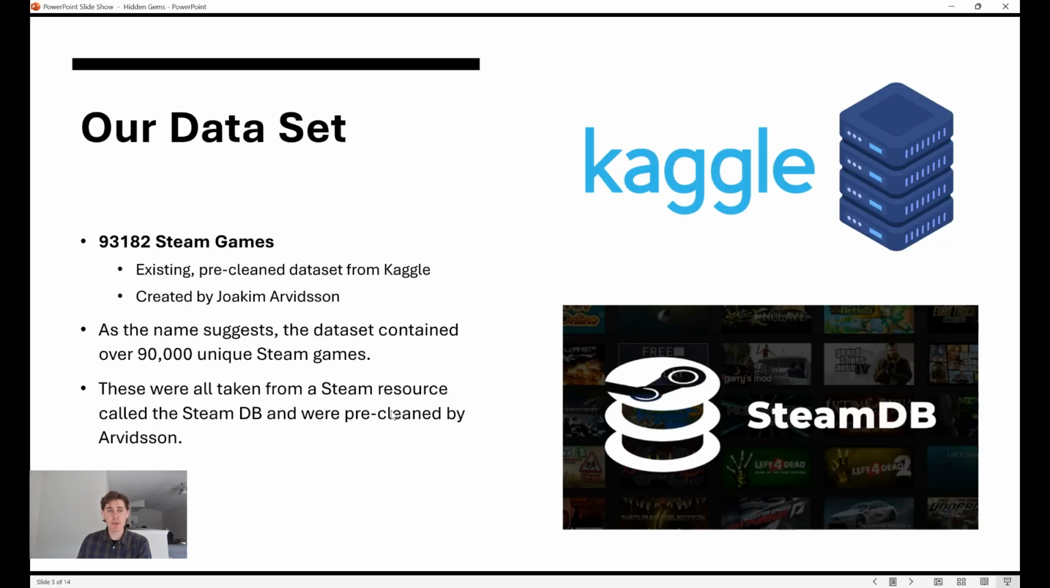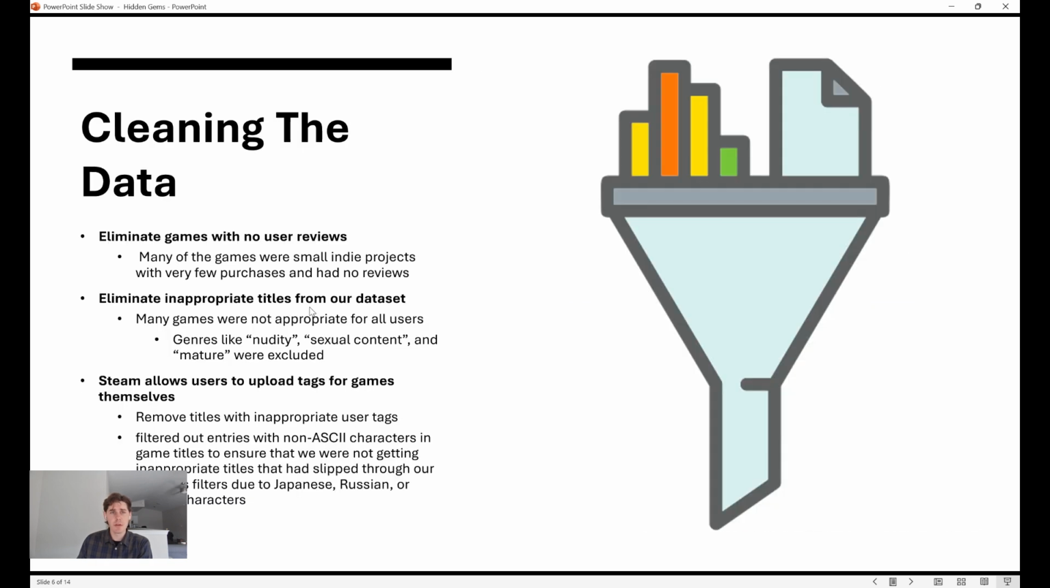So the data set we used was called 93182 Steam Games. It's an existing pre-cleaned data set from Kaggle, created by Joachim Arvidsson, and contains over 90,000 unique Steam games. While the data was pre-cleaned, we did have to do additional cleaning to eliminate games with no user reviews, games that had inappropriate genres associated with them, and also games that had inappropriate user-uploaded tags associated with them.